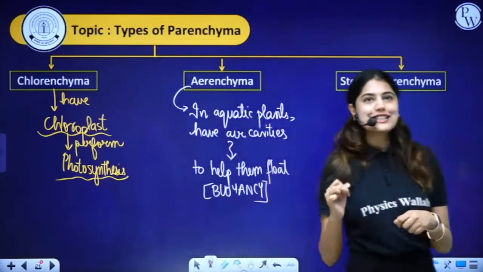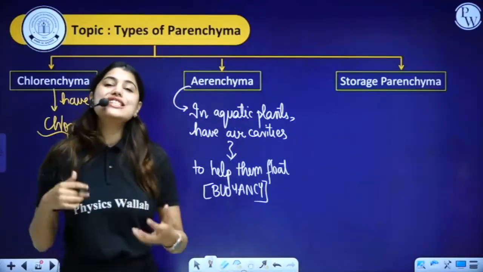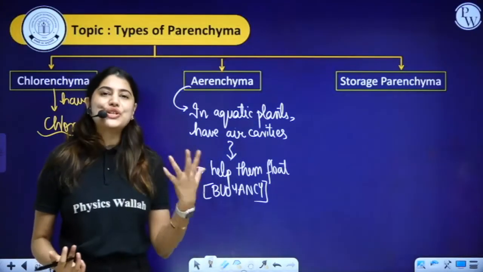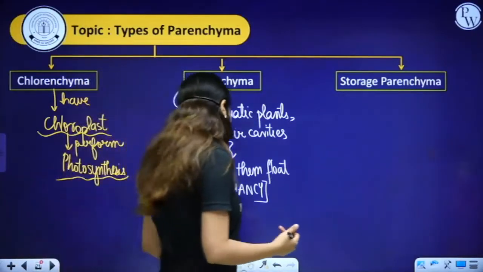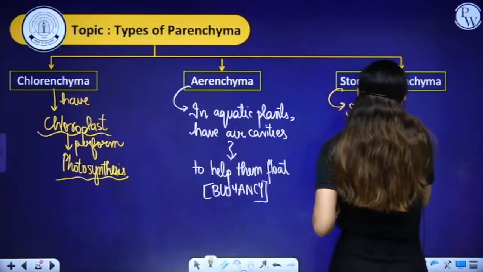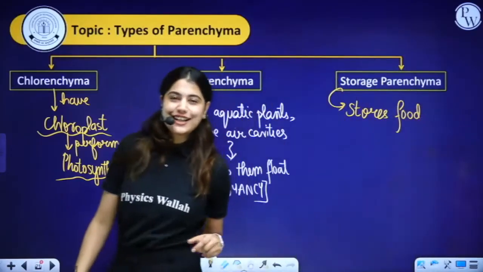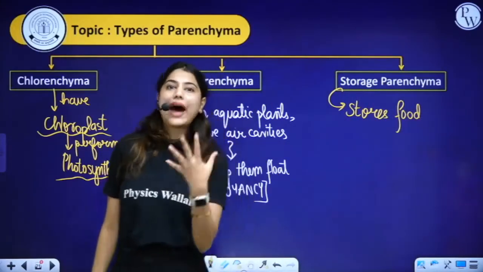Right? Lastly, we have storage parenchyma. As the name suggests, it will store different things. It will store the food, store the water, right? So basically, it will be storing the food. So whenever you need the food, it will provide it. That was about the parenchyma.